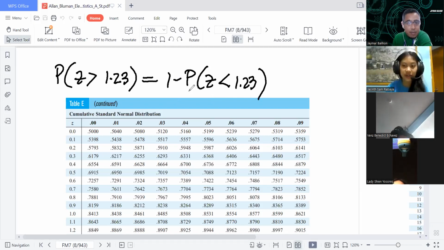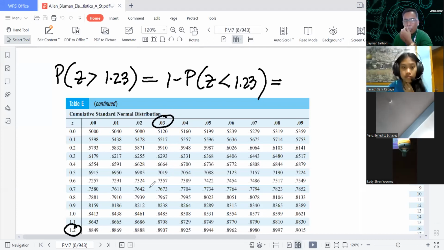Yes, sir. It can be used, since it is less than. Okay, where is 1.23? If we consider 1.23, this is positive. So you should look for 1.2 and you should look for 0.03.